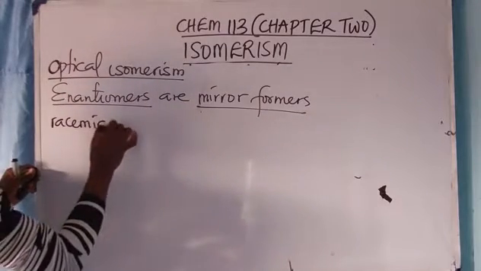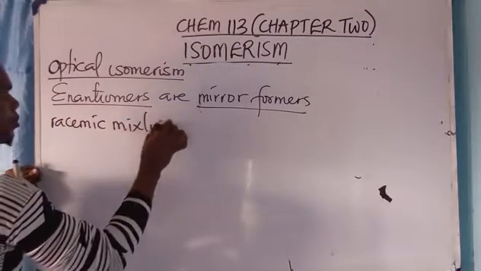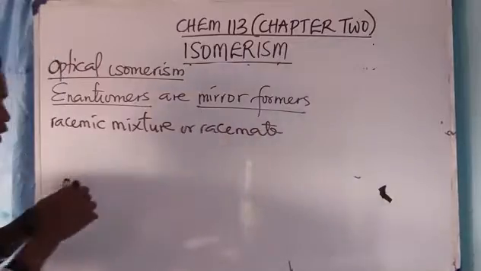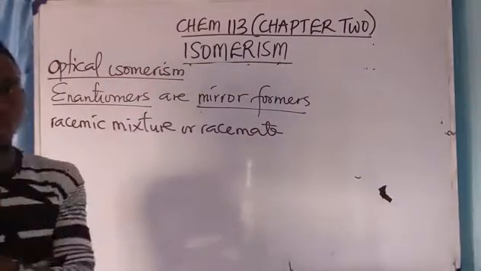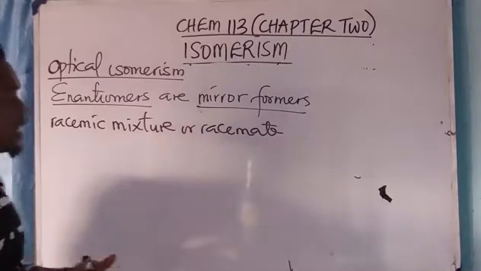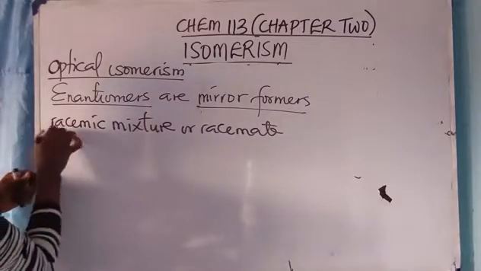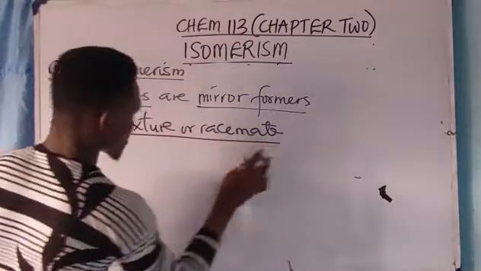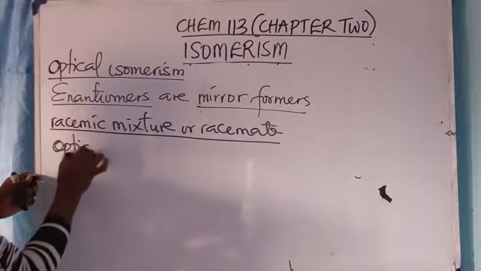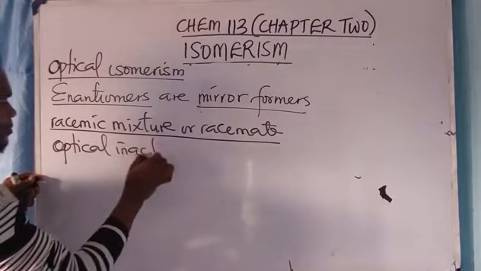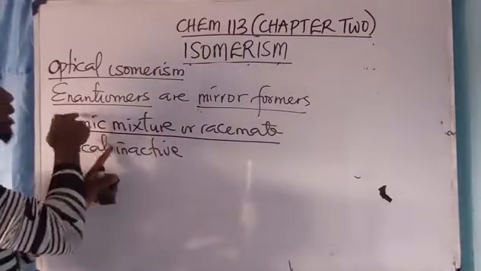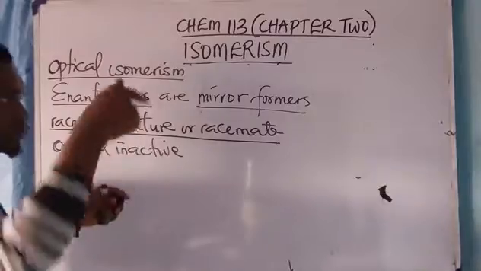Now, the combination of two or more enantiomers is called what? Racemic mixture or racemate. The combination of two or more enantiomers is called what? Racemic mixture or racemate. Now, racemic mixtures or racemates are optically inactive. Take note of that. They are optically inactive because the rotation of one enantiomer is cancelled or neutralized by the other one.